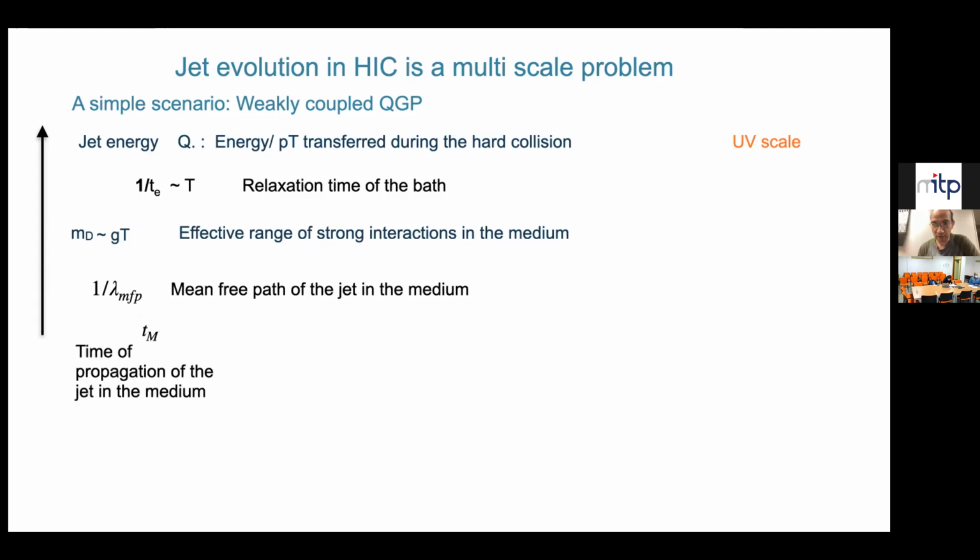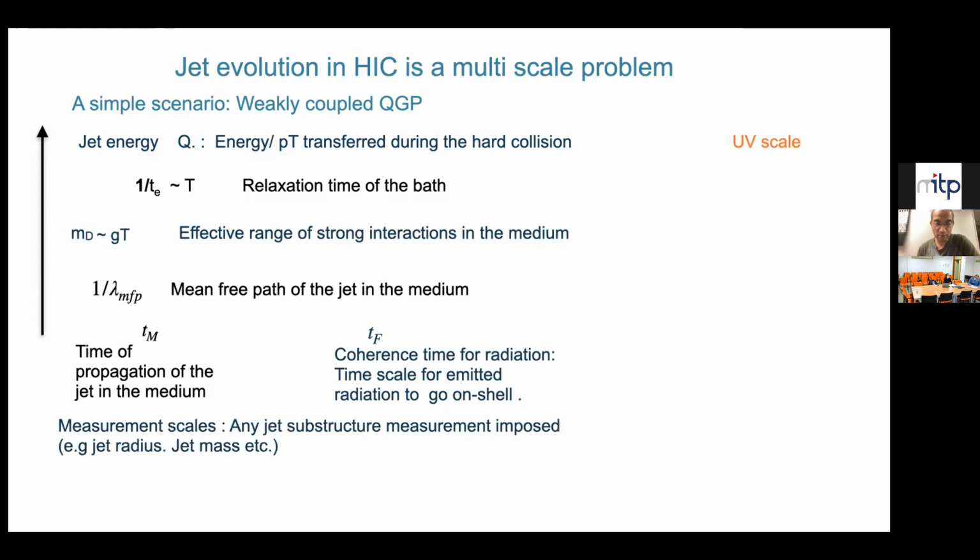Then you have a bunch of other scales as well. One of them is what I will call T_M, which is the time of propagation of the jet in the medium, which is also roughly equal to the size of the medium. You can think of it that way. Then you have the coherence time for radiation, which is typically the time scale over which the emitted radiation in the medium retains its quantum coherence, or roughly speaking, the time scale over which the radiation goes on shell.